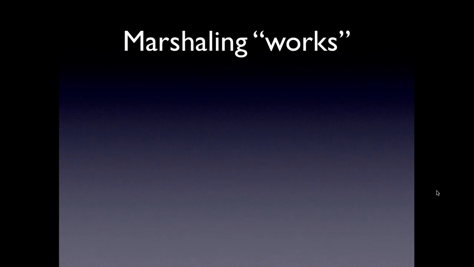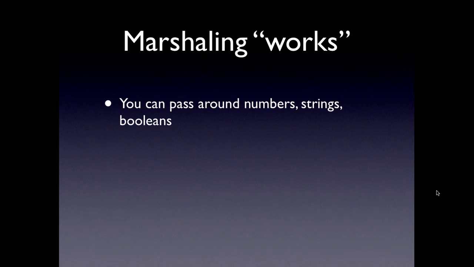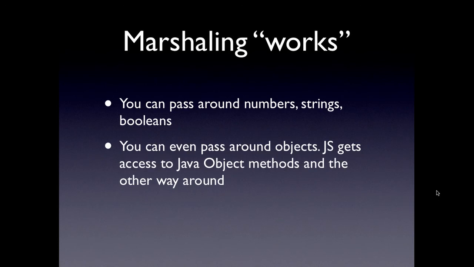Now about marshalling. Marshalling kind of works. You can pass around numbers and strings and booleans. You might even be able to pass around date times. I'm not quite sure anymore. I haven't used that, so I was usually using numbers and strings. You can even pass around objects.